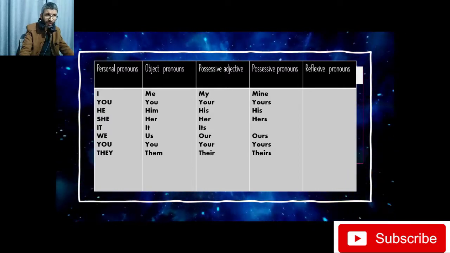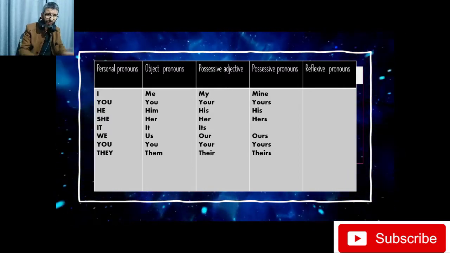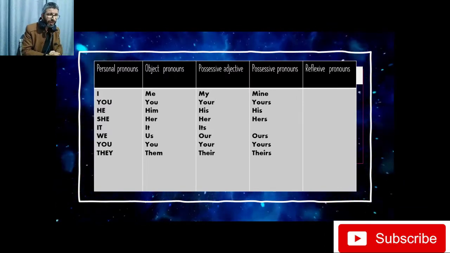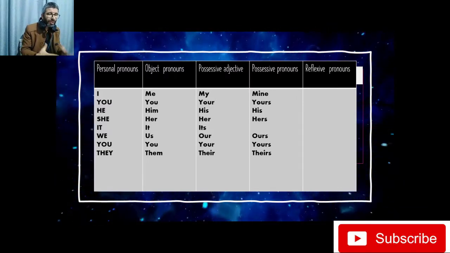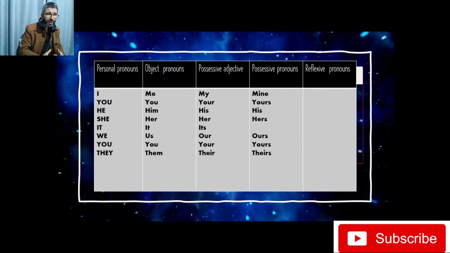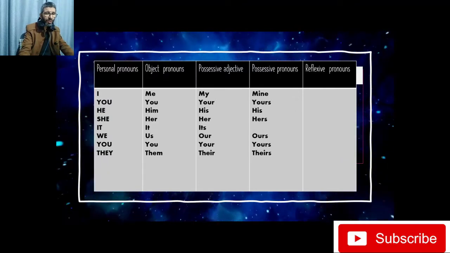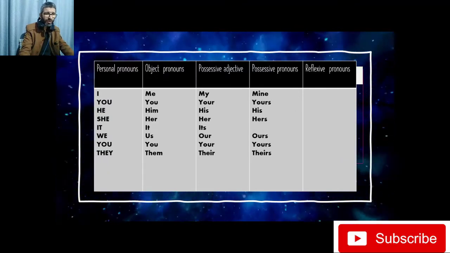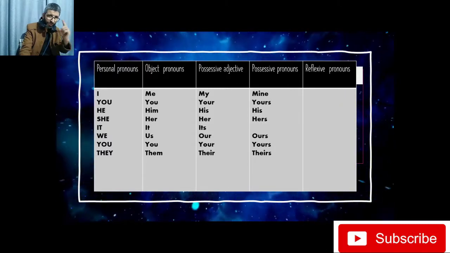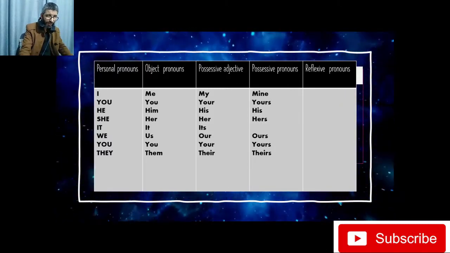Possessive adjectives, that we learned together with the other pronouns: my, your, his, her, its, our, your, their. Possessive pronouns, we have mine, yours, his, hers, ours, yours, theirs. But for reflexive pronouns, this is what we are going to learn right now.